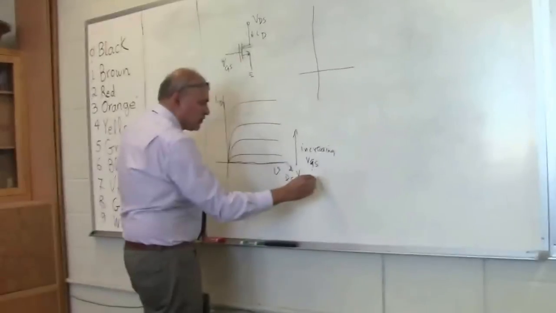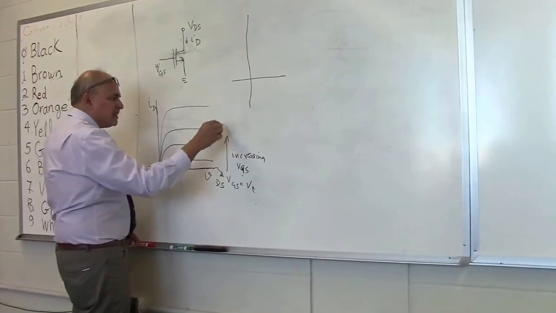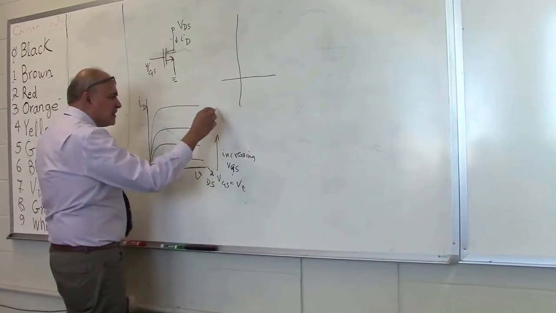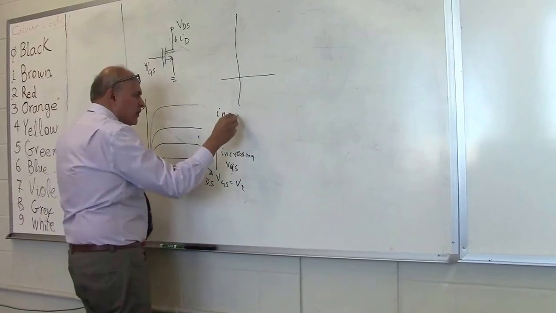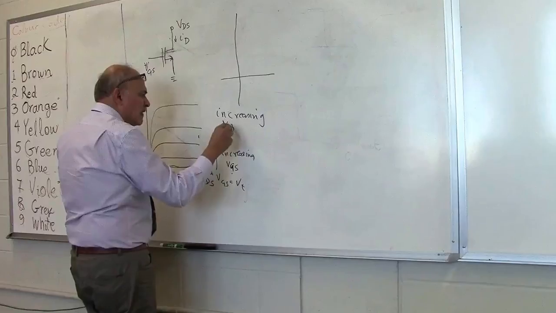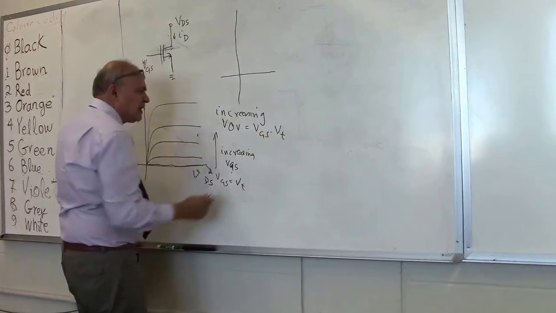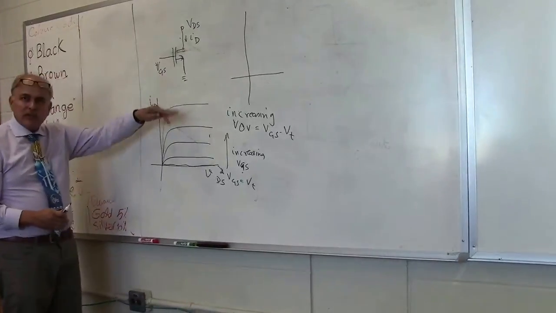So this is VGS equal to VT. And then these are for VGS greater than VT, always increasing. So this is increasing overdrive voltage. And overdrive voltage, as you know, is defined as VGS minus VT. The larger you make the overdrive voltage, you get this.